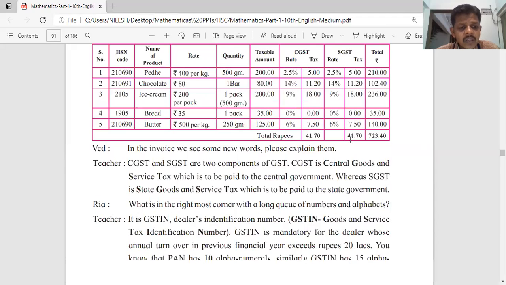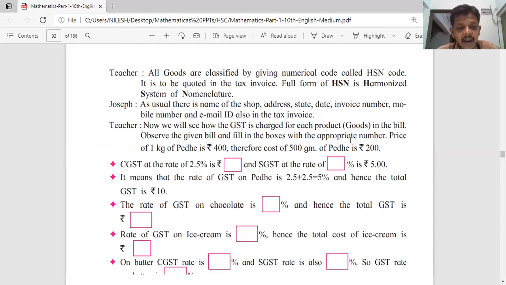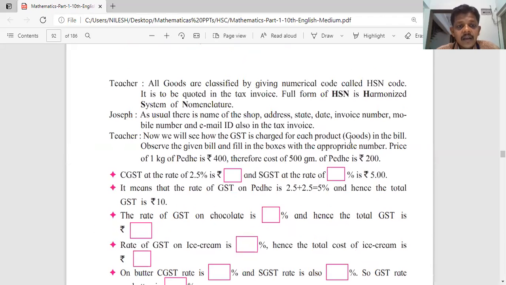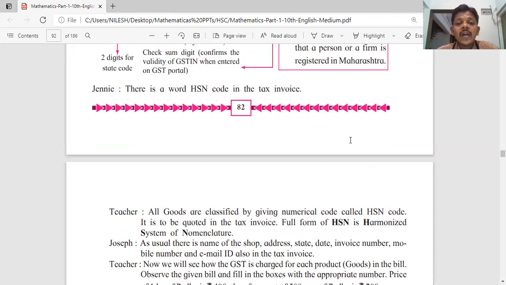Let me move ahead. What the student is asking ahead, he says there is a word called HSN code. What is that? Let me see what is the HSN code. All goods are classified by giving numerical code. As I told you, every good, every product has got a numerical code that is called the HSN code.